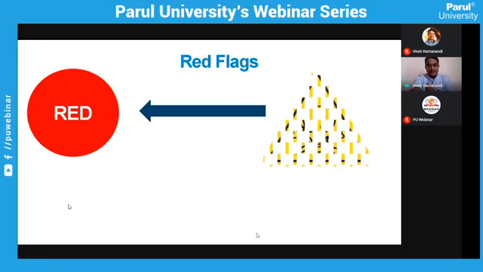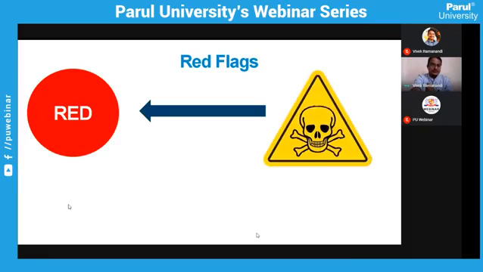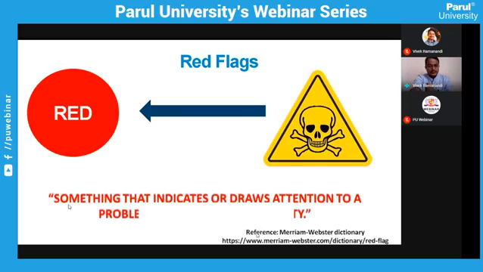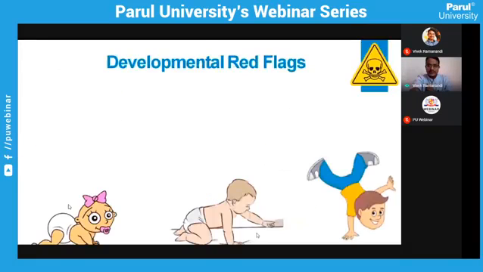Whenever there is danger, we indicate that danger via red color. The definition of red flag according to the Merriam-Webster dictionary is something which indicates or draws attention to a problem or danger or irregularity. So what we are looking for is irregularity in the development, and because of that, problem or danger to the child's normal development.